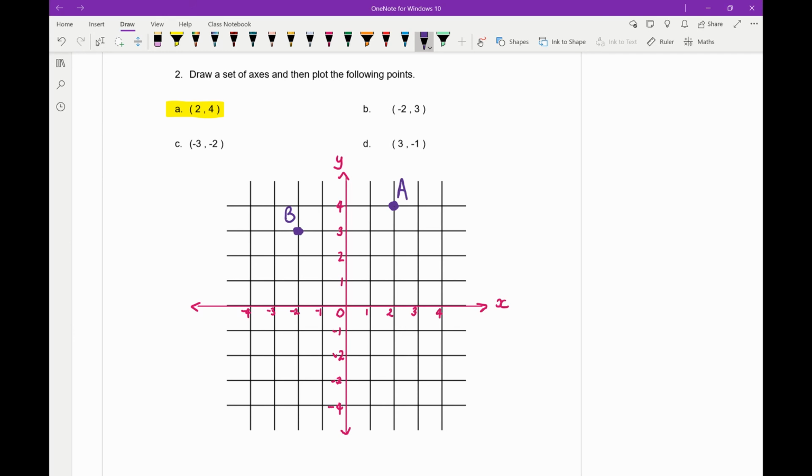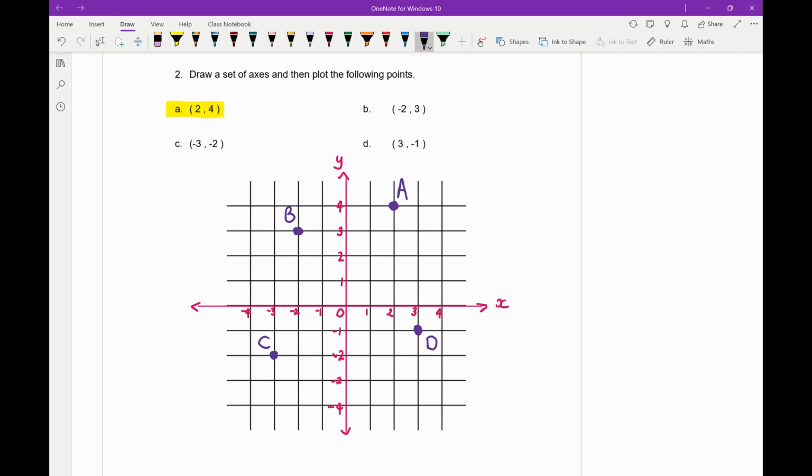On to C. We have -3, -2. So x is -3. Y is -2. Draw a big dot, and that is the point C. And last one, coordinate is 3, -1. So we start at 3, go down to -1, and that is the point D.